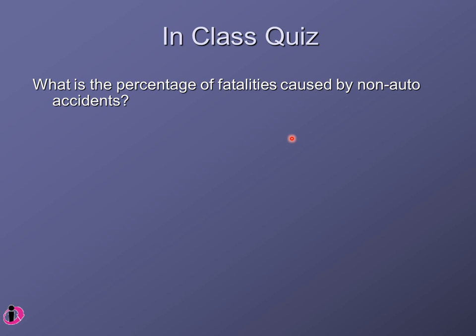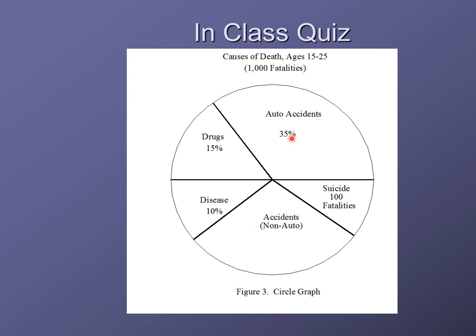What is the percentage of fatalities by non-auto accidents? Now, this is the time. Let's look at the graph here. See, this is 35%, this is 15%, this is 10%, and this is also 10%, right? We just found this is 10%. So if you add all these percentages, how much do you get? 10 plus 15 is 25, plus 35 is 60, plus 10%, 70.